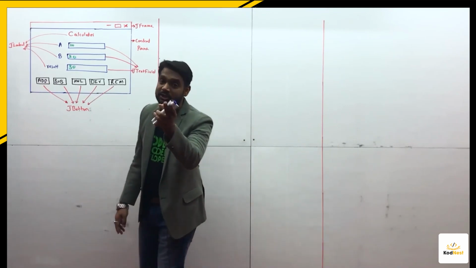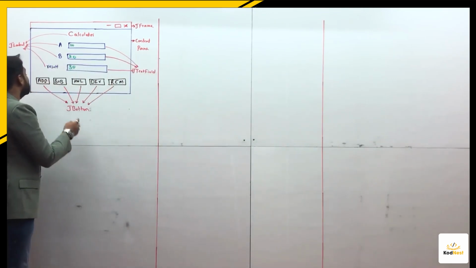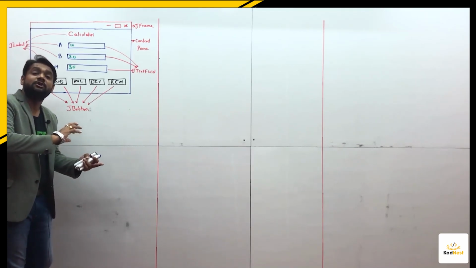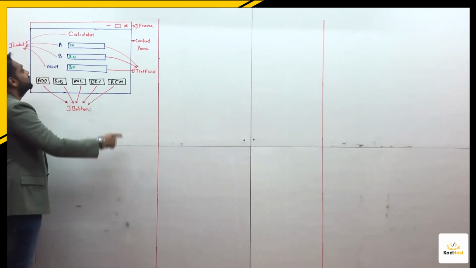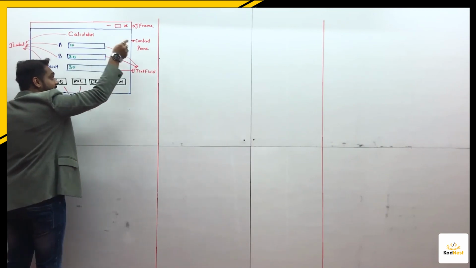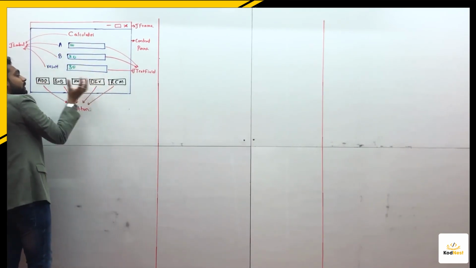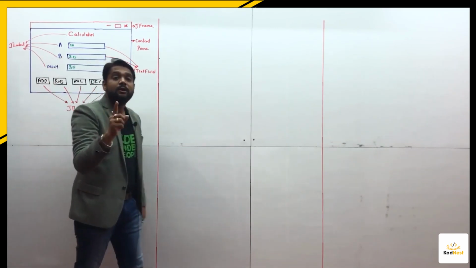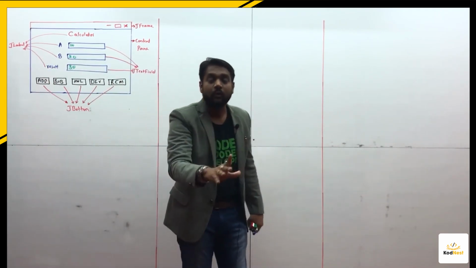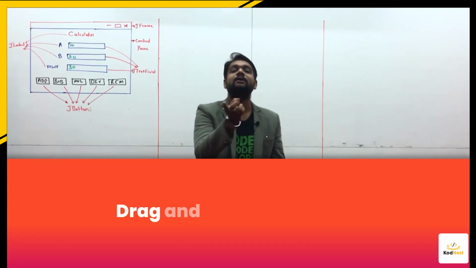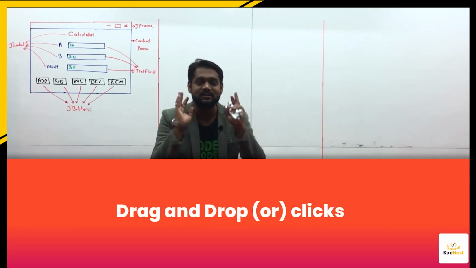Except that operation part. Means if you click on add, addition is happening. That addition code you have to write. But to create JFrame, to create content pane, to create labels, to create text fields, to create JButtons, you need not write a single line of code.